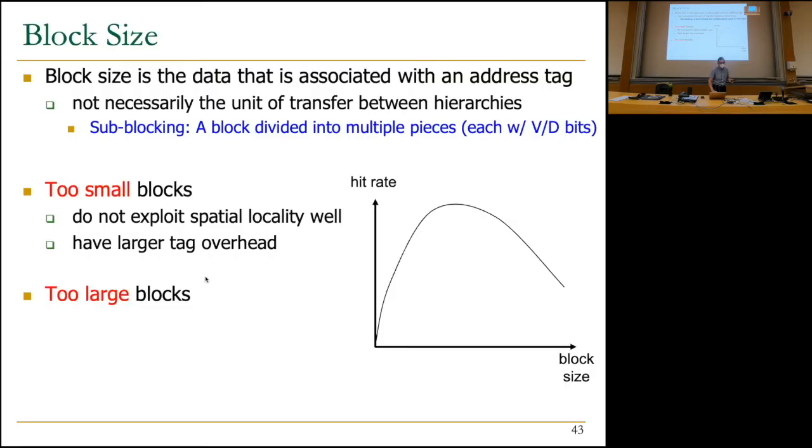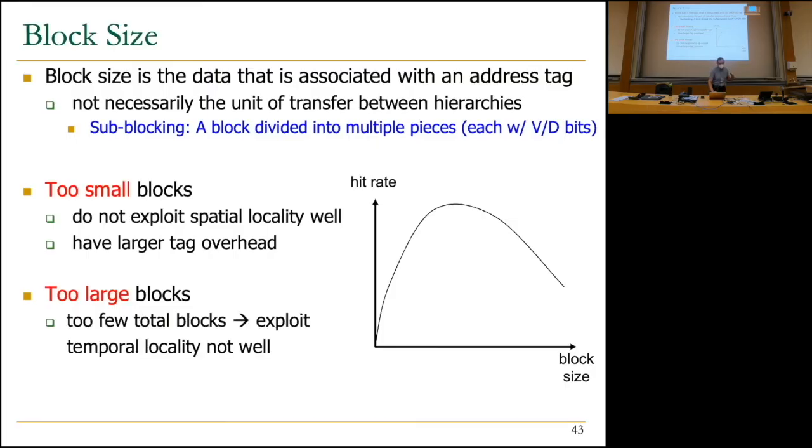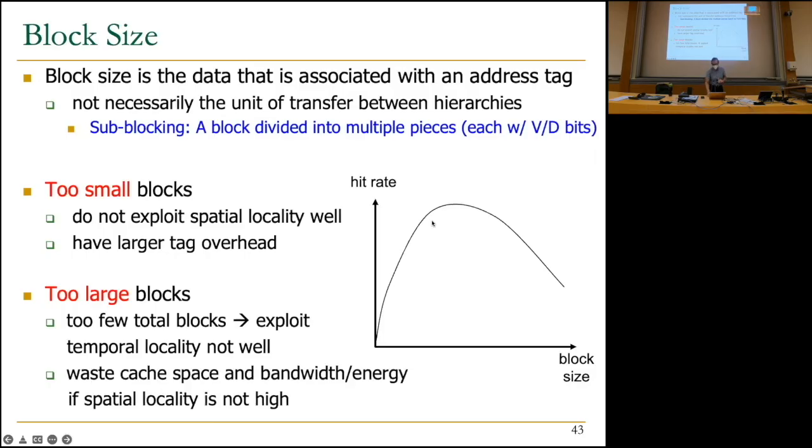Large blocks, assuming the same size cache, you don't change the size of the cache, lead to too few total blocks, right? If your cache size is 1 megabyte and your block size is 1 megabyte, you have 1 block in the cache, right? As a result, you may not exploit temporal locality well, right? You may exploit spatial locality only for 1 block also. As a result, your performance degrades, as you can see over here. So there's a sweet spot on average, again, across many applications.